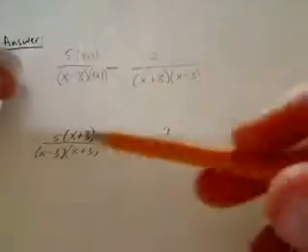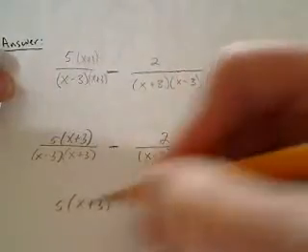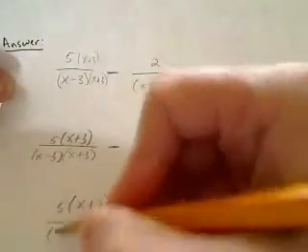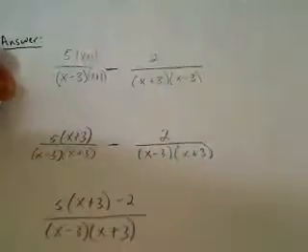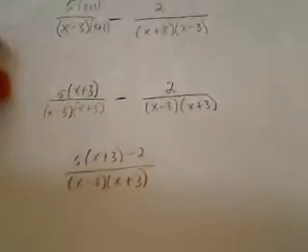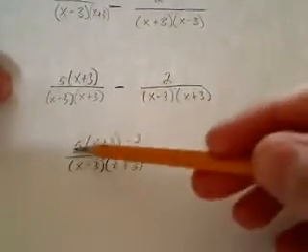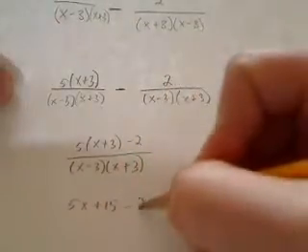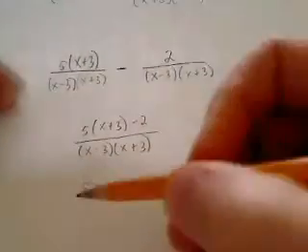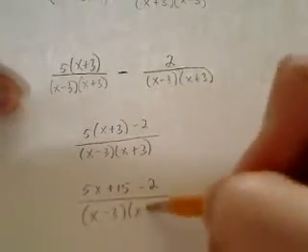Now that we have a common denominator, we can write the numerator just as one expression over that same common denominator, x minus 3 times x plus 3. Now we have to simplify down from here. In order to simplify, I first have to distribute. So I get 5x plus 15, and then minus 2, all over that same common denominator still of x minus 3 times x plus 3.